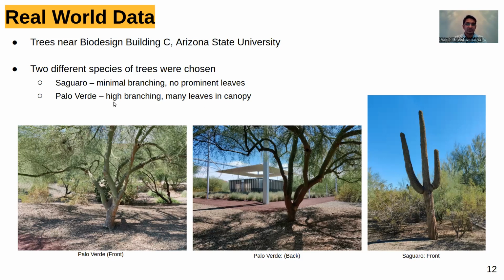The palo verde was chosen because of its much more complex branching structure and because there were a lot of leaf-based occlusions that needed to be handled. The image of the saguaro is on the right, and the front and rear images of the palo verde are the ones on the left and the middle.